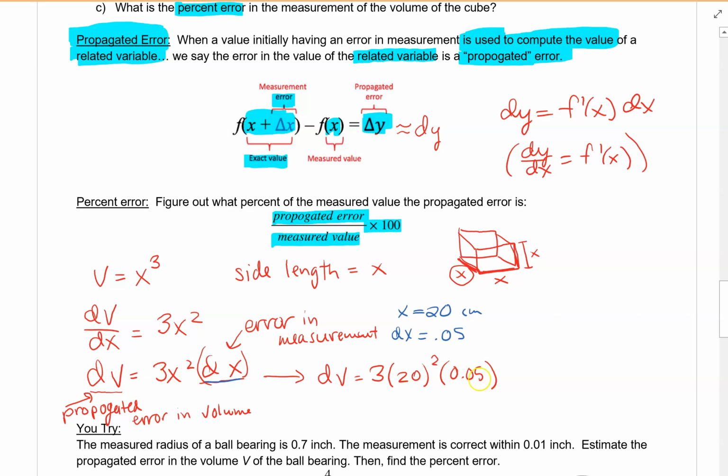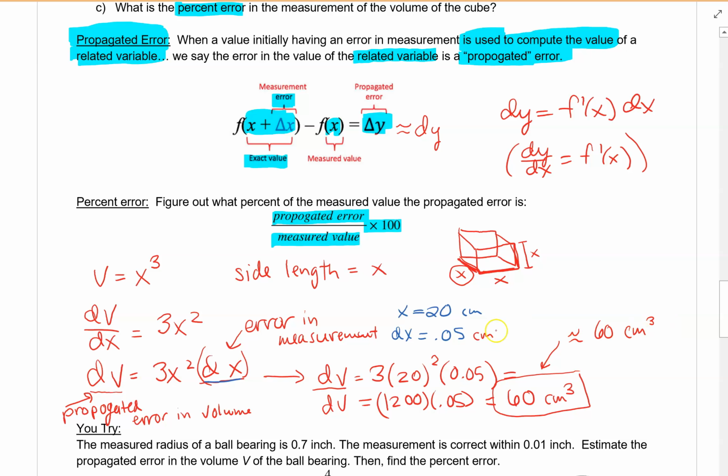So I plug 20 in for x, I plug 0.05 in for dx, and then I just simplify from there. So this will give me 1200 times 0.05, which will give me 60. So this is a propagated error in measuring volume, so that means it will be centimeters cubed since it's a dV. So if my side length measurement is off by 0.05 centimeters, my related volume measurement will be off by approximately 60 cubic centimeters.